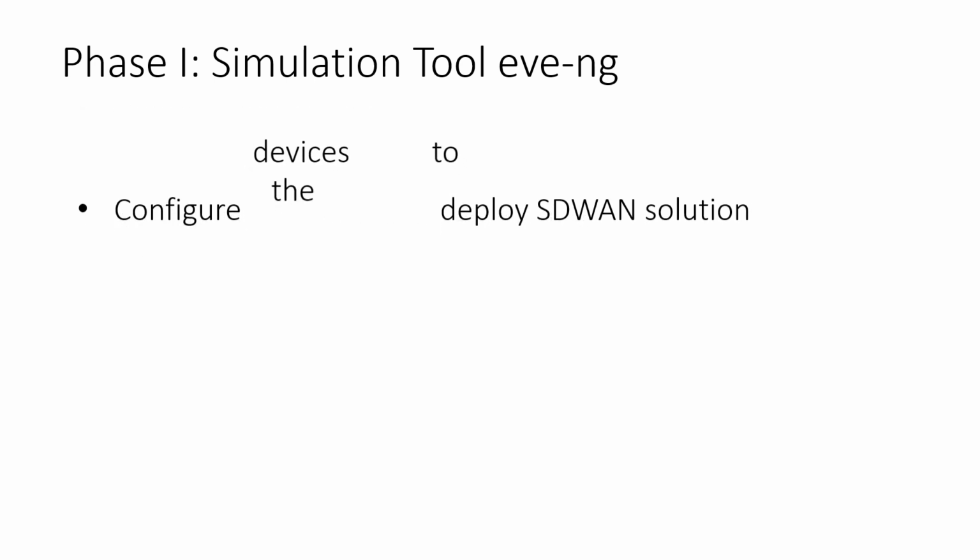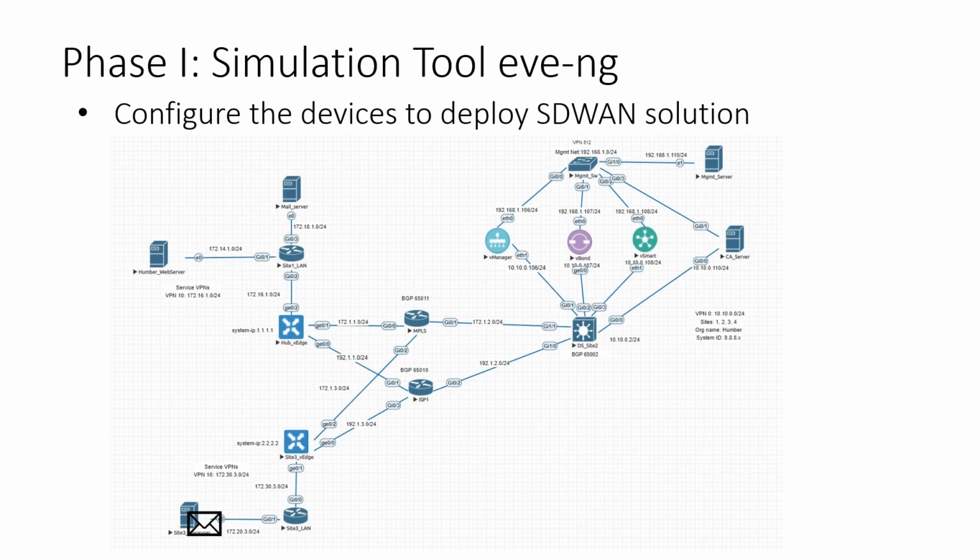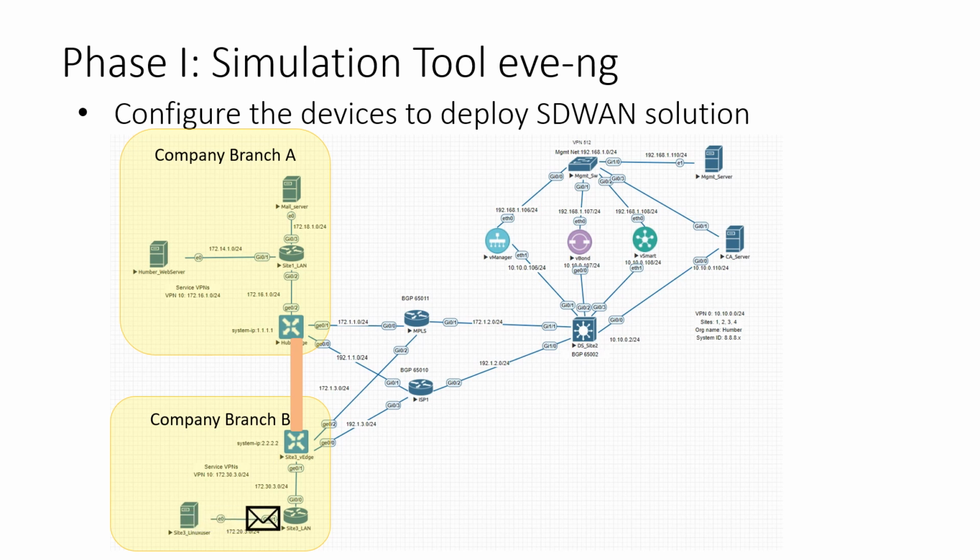After finishing the configuration of the devices, there are two functions that we want to demonstrate. First, assume there are two branches, branch A and branch B. SD-WAN can build a secure tunnel between the two branches, and they can talk to each other directly without knowing the underlay network.